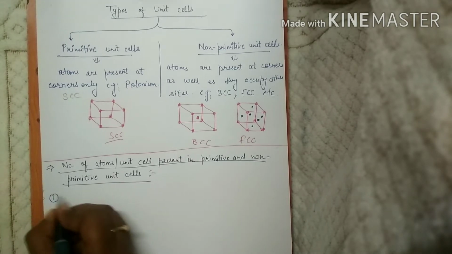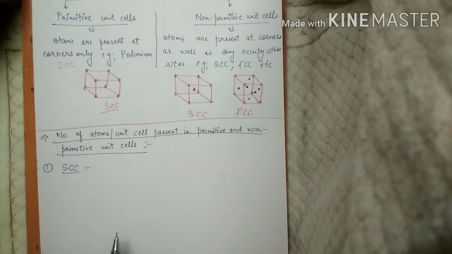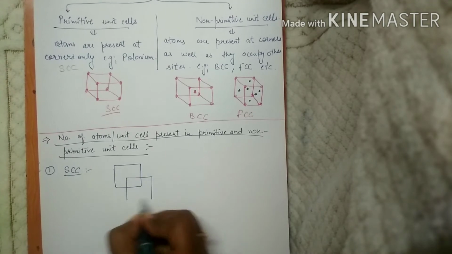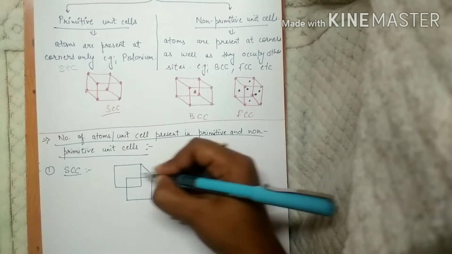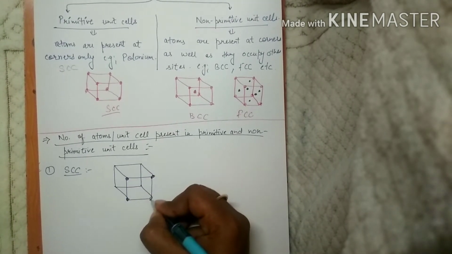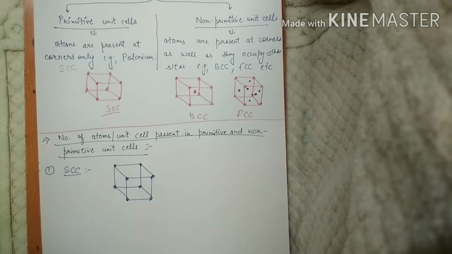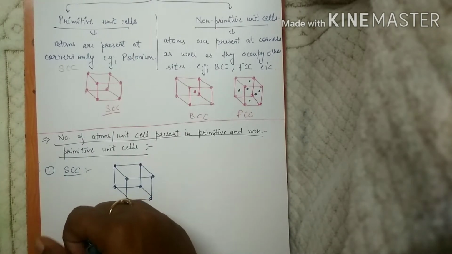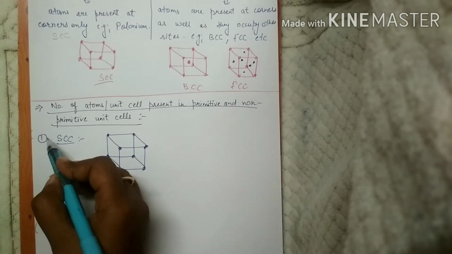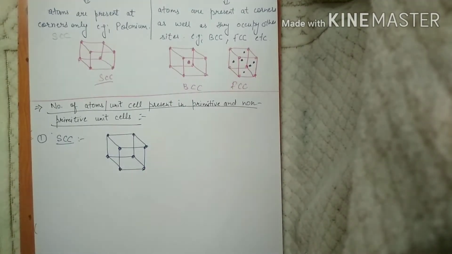So first we are going to discuss the simple cubic unit cell, that is SCC. So you know what a simple cubic unit cell is. Atoms are present at all the 8 corners only. Okay, before starting this, I want to tell you about some of the basic concepts of a cube, the basic terms related to the cube.